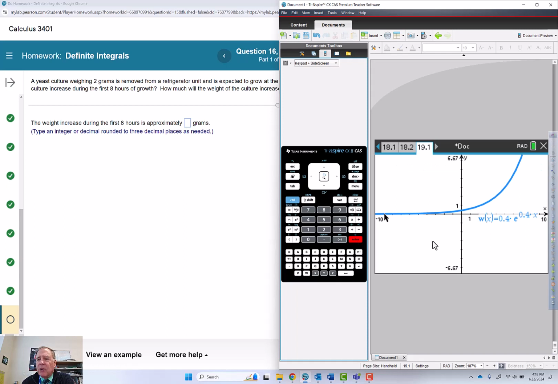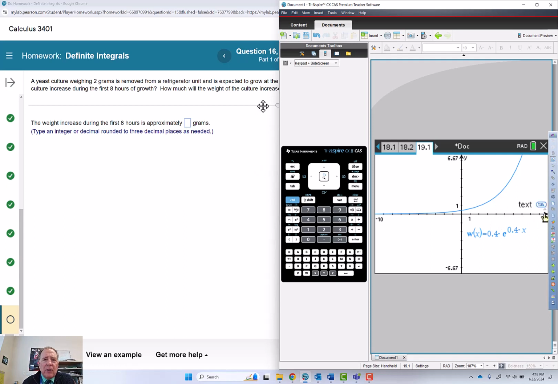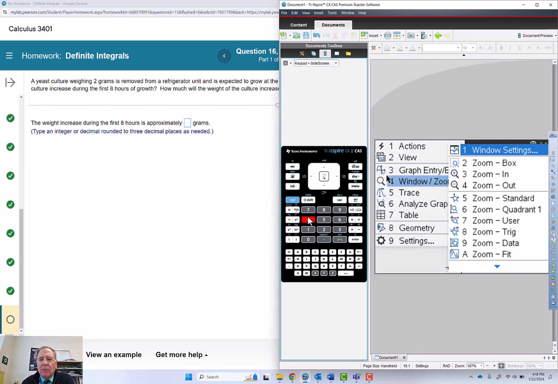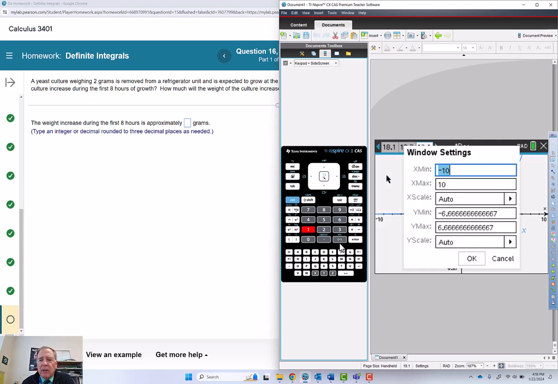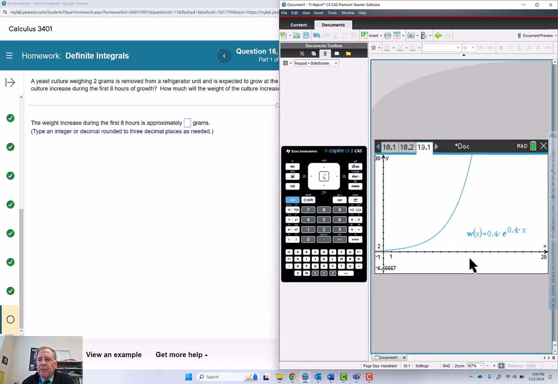We're going to hit enter, and my window's not terrible, but I need to go out further so I can get to 16 hours and probably up a little bit. Menu, window, so I'm going to go -1 to say 20 by 1s, and say -6 we'll keep, and we'll go to like 30. And we'll put tick marks, say, every 2. Okay, so we've got a pretty good window.